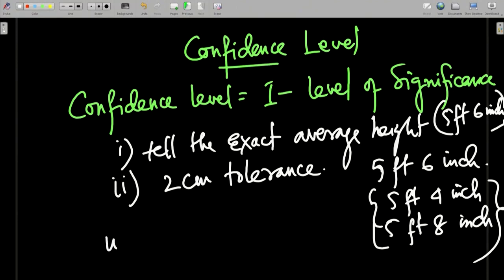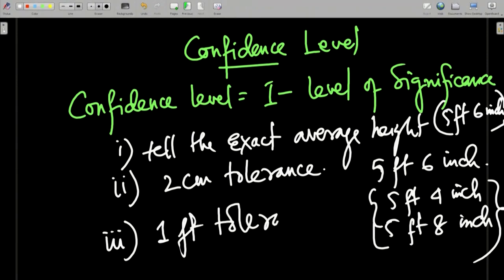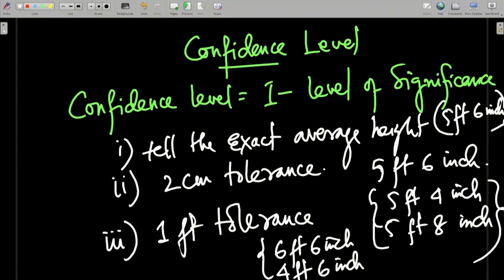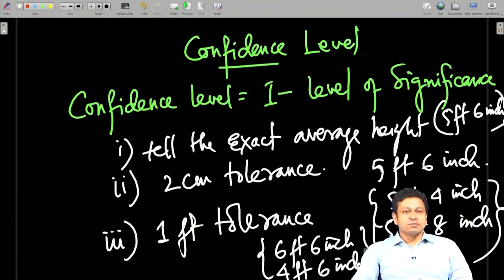Let us say the professor is okay with 1 feet tolerance, which means that as long as you are saying anything from 6 feet 6 inch down to 4 feet 6 inch, any number between this range, the professor is going to give you the reward. Now, looking at these 3 possible scenarios, it is very commonsensical.